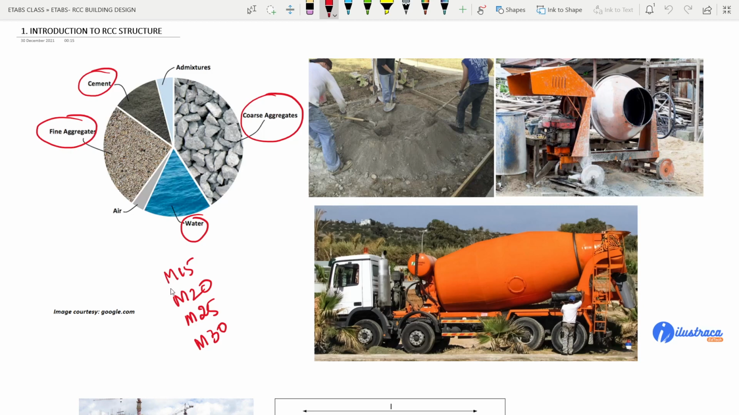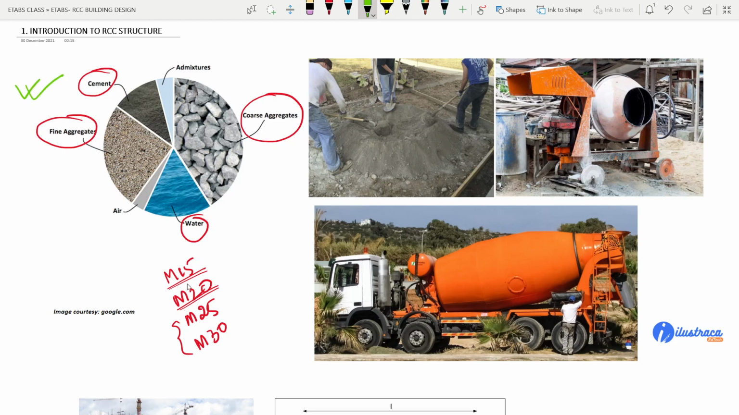We do not use nowadays the M15 grade, even the M20 grade also. Maybe we can use it in case we have slabs with less loading. But in most cases we used to go with M25 and M30 grade. These are the very popular grades that are used on site, right? So now this is what we call concrete, the mixture of all these things, right? So we understood what is concrete.